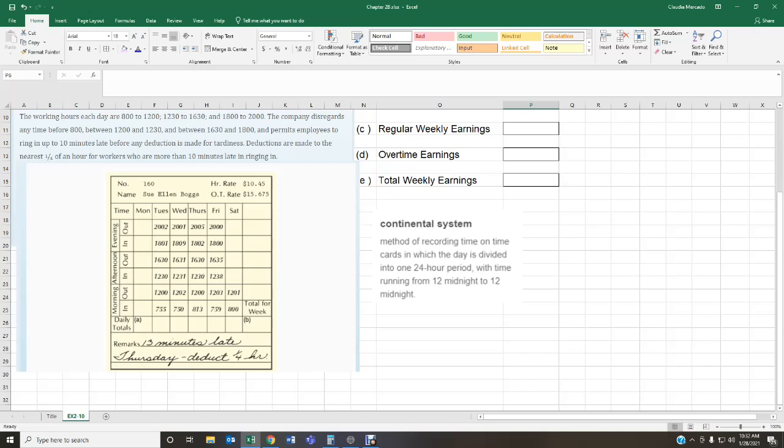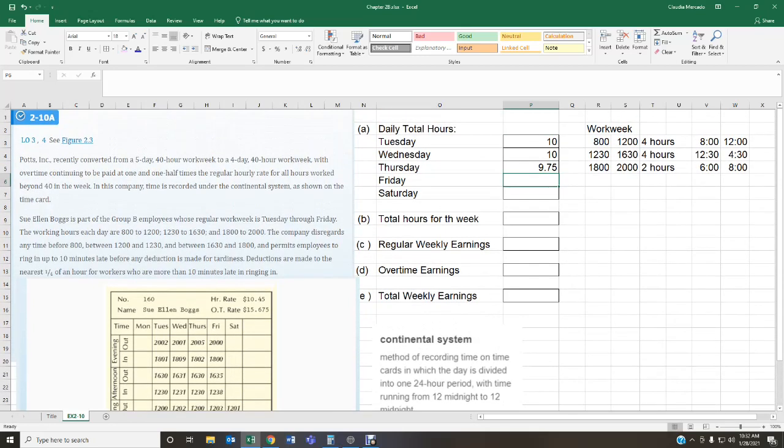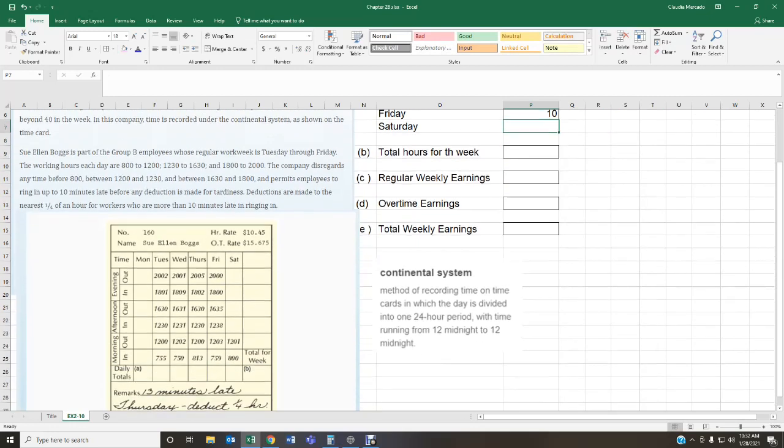They clocked out at 16:35. They clocked out 5 minutes late. That's still acceptable. Clocked in at 18, clocked out at 20. That's perfect. So we didn't have any adjustments on Friday. All of the little adjustments that we have are within what is permitted by the company, that 10-minute mark that they have. So no deductions will be made on Friday. So that means that they worked 10 hours on Friday.